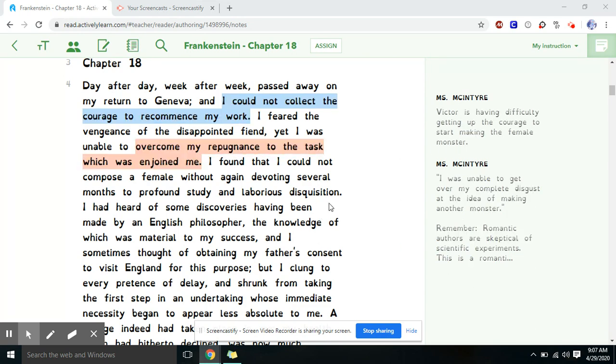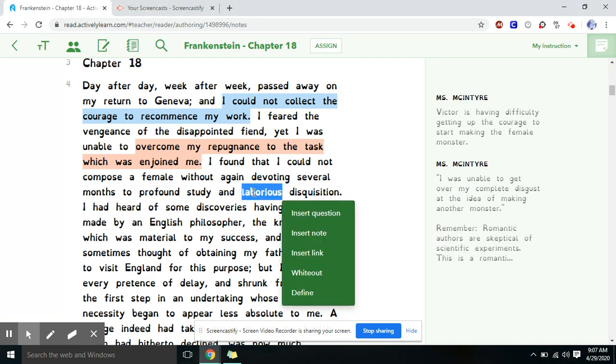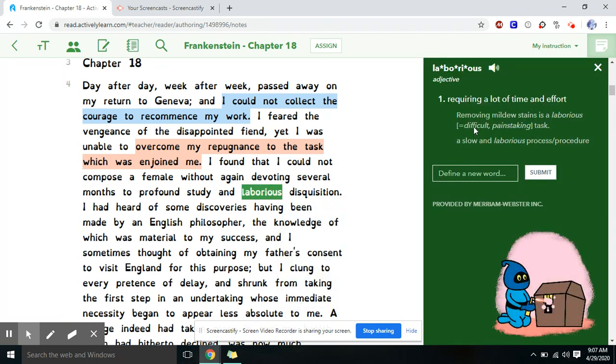Now, if at any point you want to make a note in the text, all you have to do is highlight the section or the word, and you can insert a note. I don't know if you can insert a question actually. I can't see your form of it, but you probably can't insert a question. But you can insert a note. You can define the word. So say you wanted to look this word up, laborious. I would just highlight the word and then click define. All right, and there's the definition right here. Requiring a lot of time and effort.